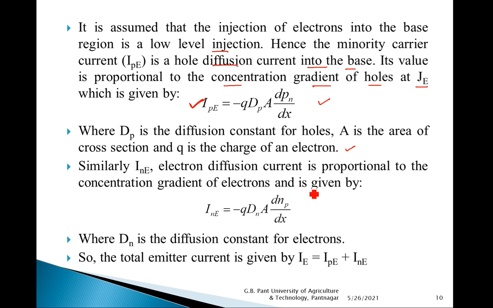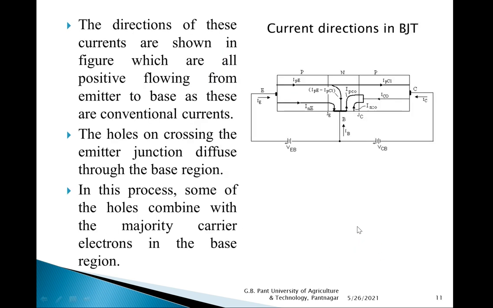Similarly, the electron diffusion current is proportional to the concentration gradient of electrons, and it is given by this formula: INE equals minus Q DN times A times the derivative of Np upon dx, where DN is again the diffusion constant of electrons. So the total emitter current IE is given by two components, that is IPE plus INE. The direction of these currents is shown in this figure.